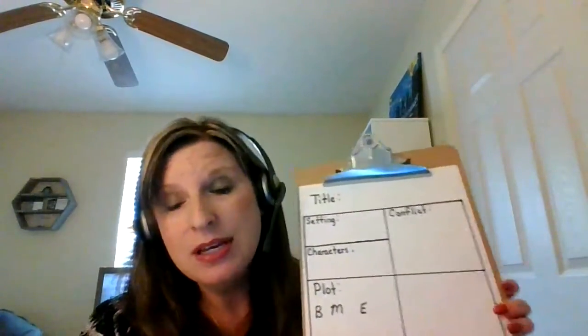So the next part is conflict. Conflict is a problem that is in the story. It could be a struggle that the character's going through. It could be obstacles that the character has to overcome in order to reach a goal. So conflict isn't always like a fight or something like that. Conflict is often, like I said, something that the character has to overcome.